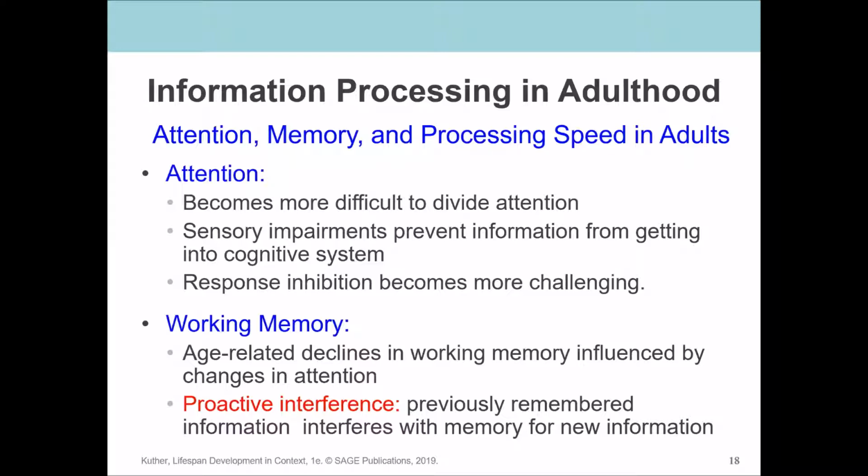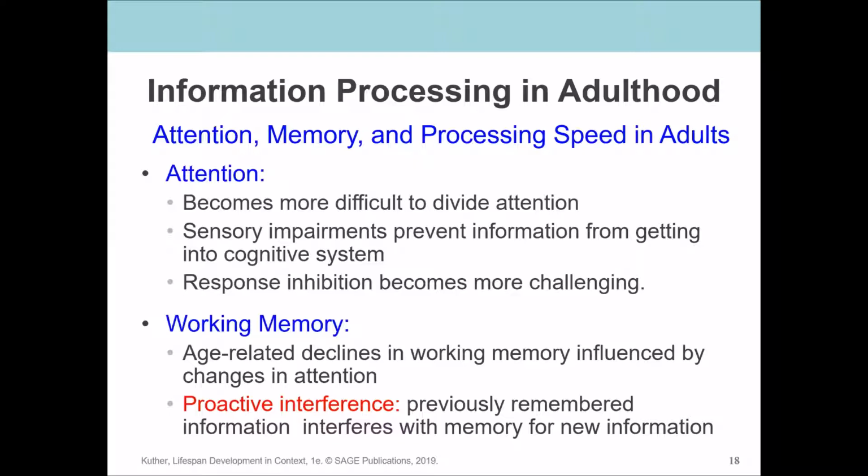And sensory impairments may prevent information from getting into the cognitive system in the first place. So we see these sensory capacities like hearing, vision. This may affect what a person is able to pay attention to, what information is able to get in the brain and help them to work on. So that can then lead to difficulty with paying attention. Response inhibition also becomes more challenging with age.